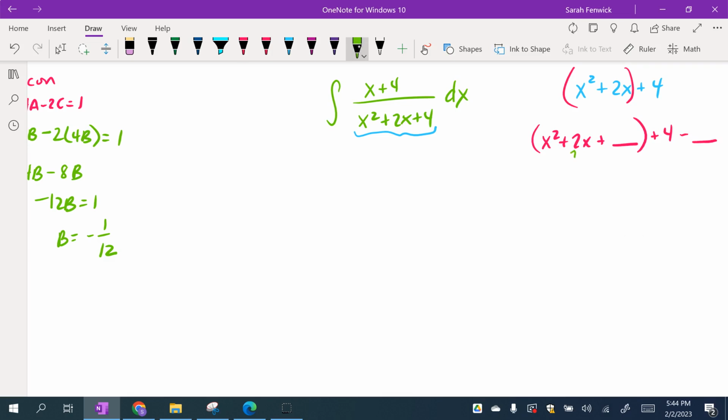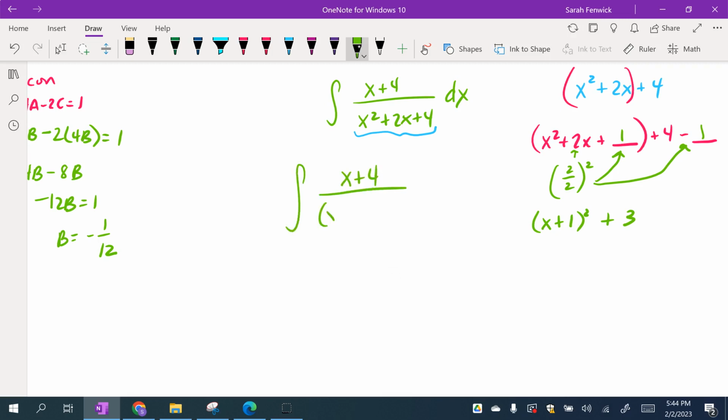Then you take this middle term, divide by 2, and you square it. And that goes here and here. So now we have x plus 1 squared, which was the whole purpose of doing this, plus 3. So I'm going to rewrite my problem as the integral of x plus 4 over x plus 1 squared plus 3 dx. All well and good. Still doesn't match any of my rules. So now if I say u equals x plus 1, du equals dx.